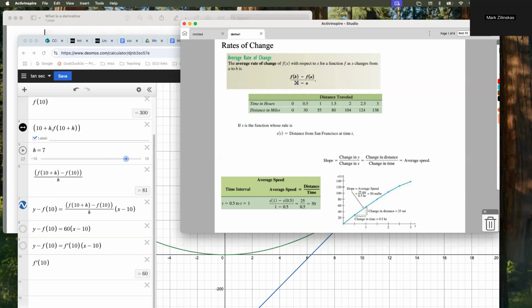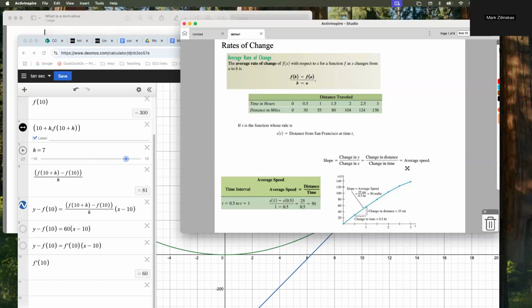A, f of A, and B, f of B. All you're doing is taking the difference of the y coordinates divided by the difference of the x coordinates. And this diagram here and slope, this should all seem familiar to you. We do have a context here where we're talking about the change in the distance divided by the change in the time, and therefore we have an average speed. That's what the slope would indicate here.